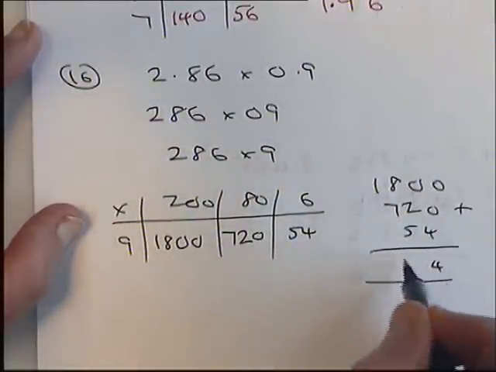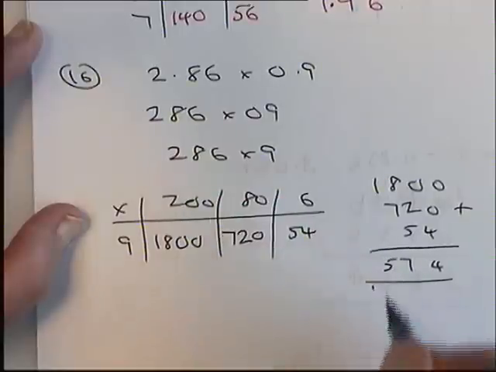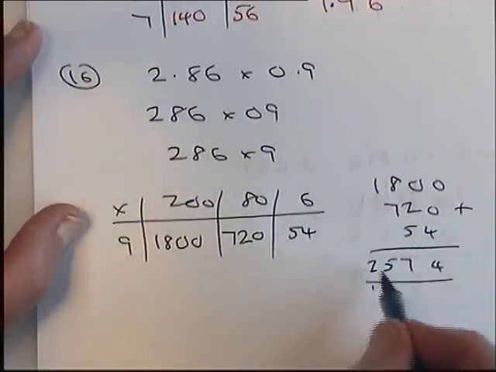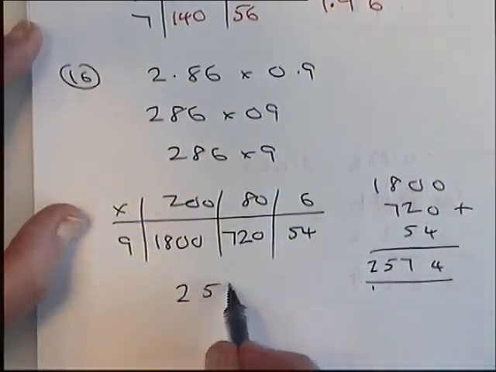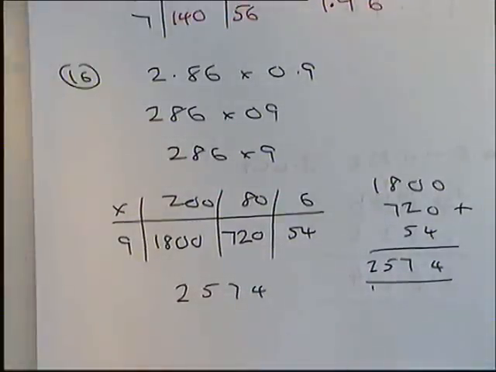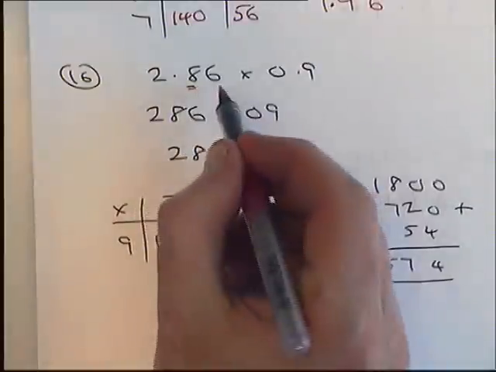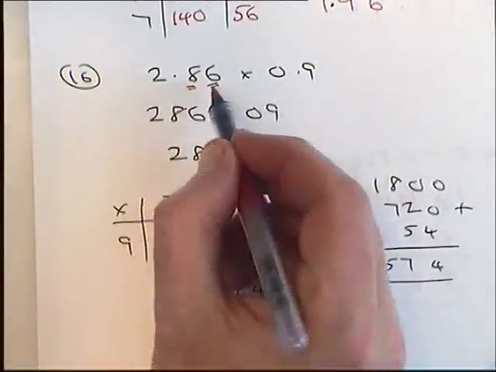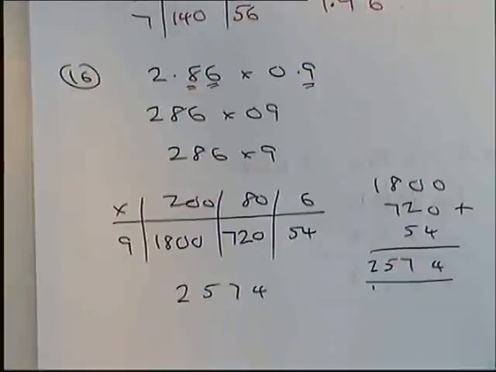I get a 4, a 7, a 15, and 1 there, and that 1 make a 2. So I've got 2, 5, 7, 4. My answer is going to have those numbers in it. Look at the question. That was after a decimal point. That's after a decimal point. That's after a decimal point. That's three things after decimal points.